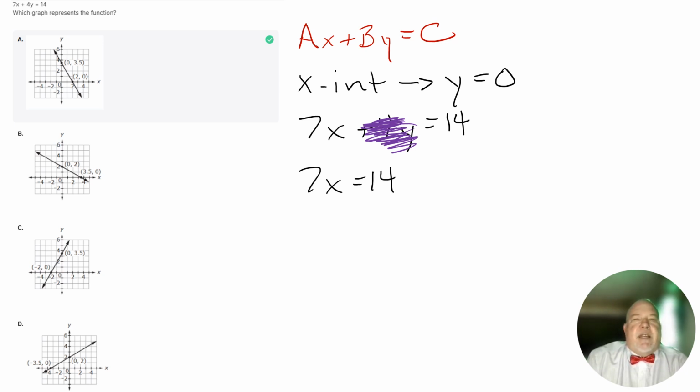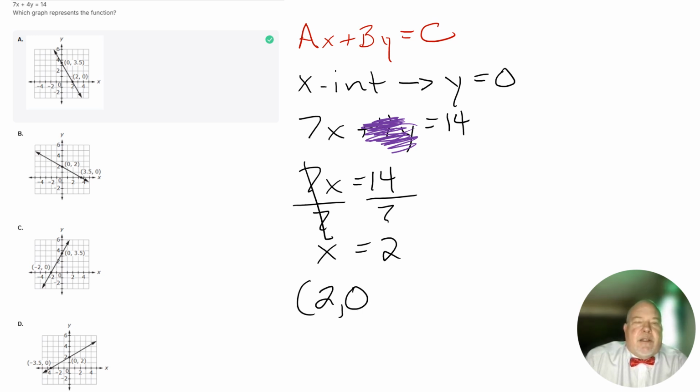So 7 times x. I want to divide both sides by 7. And so x equals 2. These cancel out. And so the x-intercept is at 2. So the coordinates of that would be (2, 0). So when y is 0, x is equal to 2.